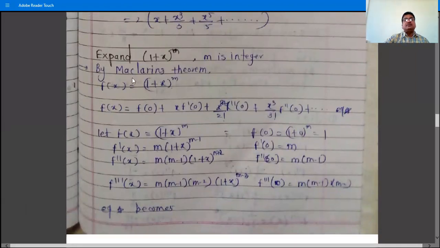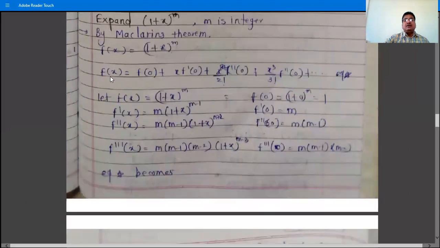Then expand (1 + x) raised to m, m is an integer. Okay, so f(x) is (1 + x)^m. Then Maclaurin's theorem is this: f(x) is equal to f(0) + x f'(0) + x²/2! f''(0) + x³/3! f'''(0) plus so on. This is equation star. And then the given function is f(x) = (1 + x)^m. Then the value at 0, that is substitute x as 0, so we have the answer 1. Then f'(x) is m(1 + x)^(m-1), and f'(0) is m, that is substitute x as 0, so we have m value.